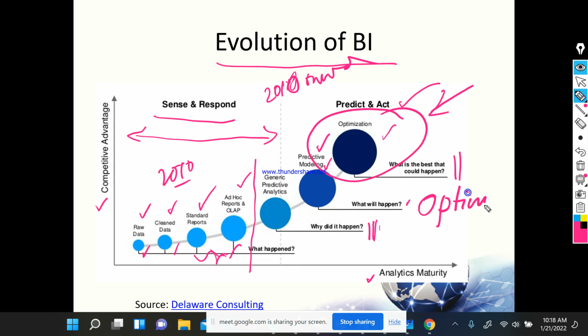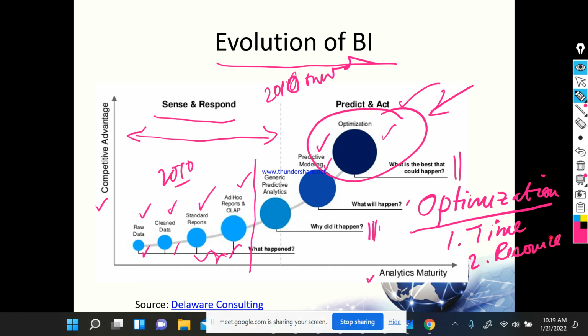You see, optimization is a very important term. I just want to tell you here. Optimization, we have two aspects. One is time. Second is resource. Time and resource. Whenever we talk about optimization, let's say you're doing some task. I'm saying, please optimize. That means you try to reduce time, try to reduce resource consumption. You understand now?